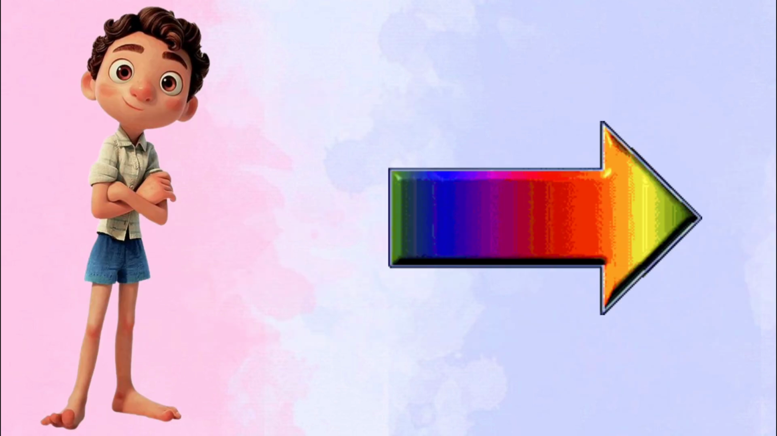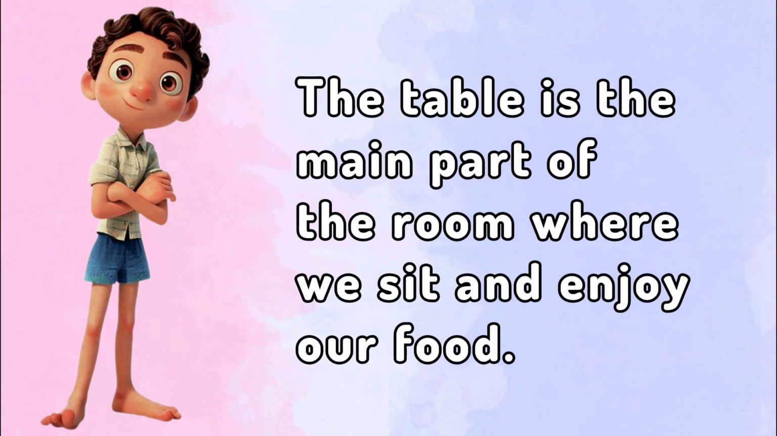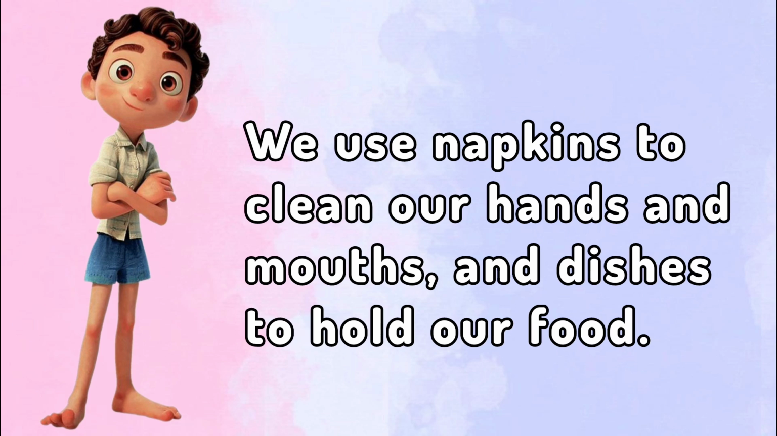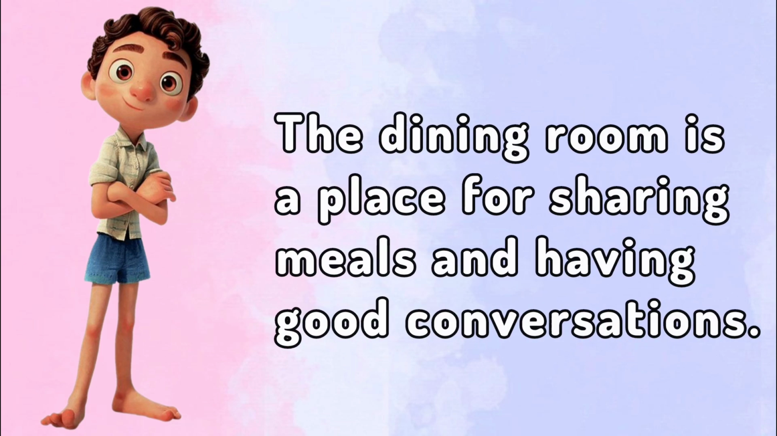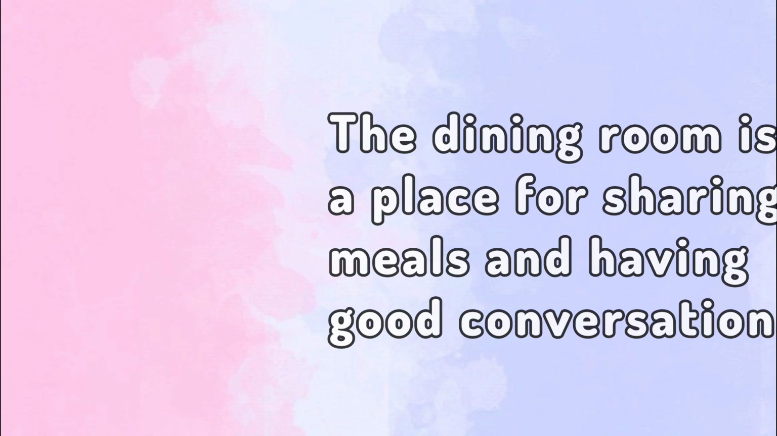Now let's listen to Sam. Our dining room is where we eat and talk with others. We use silverware, cups, and glasses to eat and drink. The table is the main part of the room where we sit and enjoy our food. We use napkins to clean our hands and mouths, and dishes to hold our food. The dining room is a place for sharing meals and having good conversations.